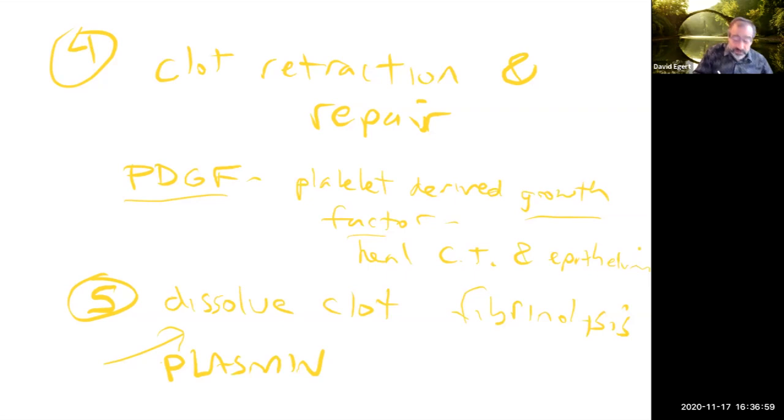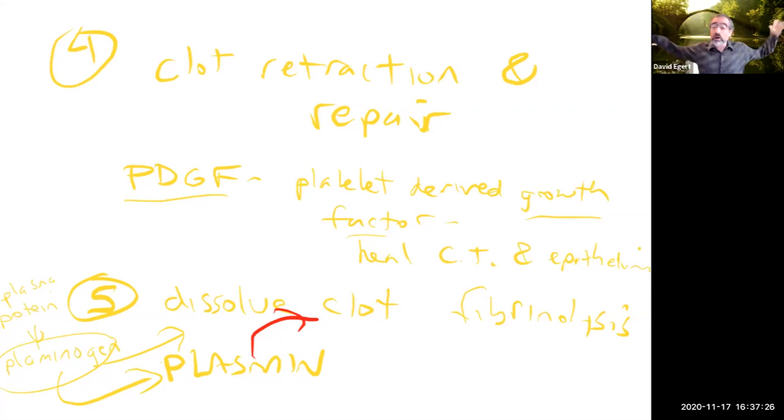This is another one of these things. There's a protein in your plasma called plasminogen. And this is just another plasma protein. Plasminogen becomes plasmin, and then plasmin is gonna come in and dissolve the clot, dissolves the fibrin. And then we're all good. We're back to a healed vessel and everything's back to normal. Are there any questions about those different steps?